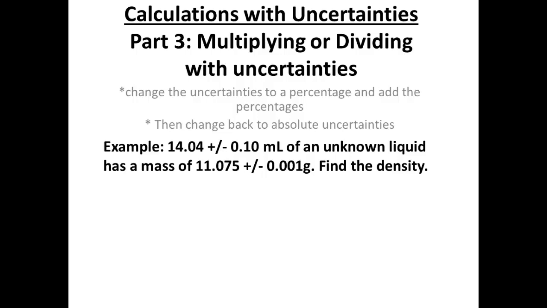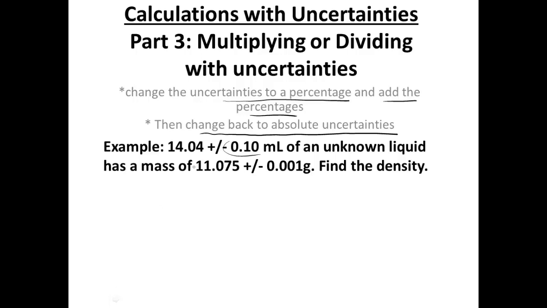So the steps, and we'll do an example in a second, is the uncertainties need to be changed to a percentage, and then you're going to do your calculation. Then you're going to add those percentages together, and then you're going to change them back to absolute uncertainty, which is just like normal uncertainty. Like this is absolute uncertainty.